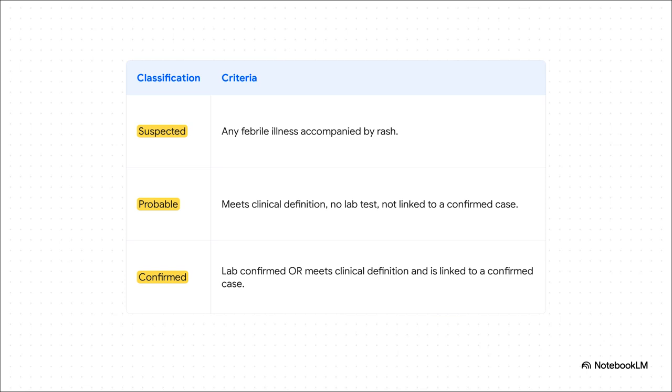And this table for measles, it lays it all out perfectly. Look how broad a suspected case is. Basically just a fever and a rash. Probable gets a bit tighter. But confirmed, that's the gold standard. You've either got a lab test that says so, or you're directly linked to someone who does.